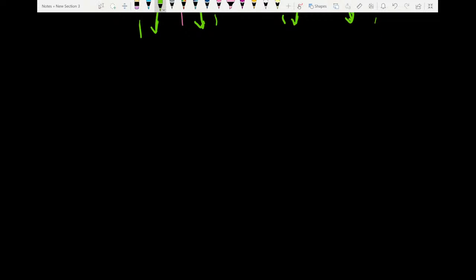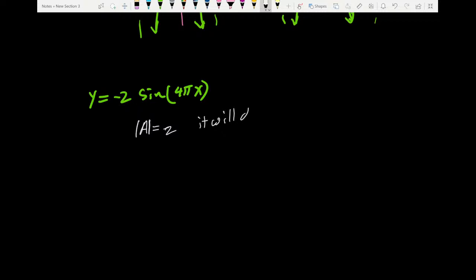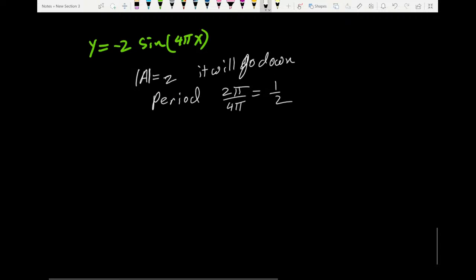Let's do another problem. y equals -2 sine of 4 pi x. This is a difficult one. Amplitude again is going to be 2, and since it's sine, it will go down from the start. What about the period? Period in this case is going to be 2 pi over 4 pi. It just becomes 1/2. It's that simple.